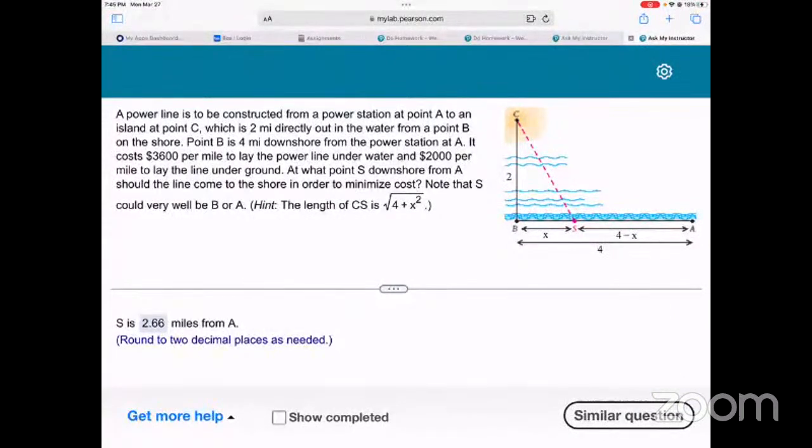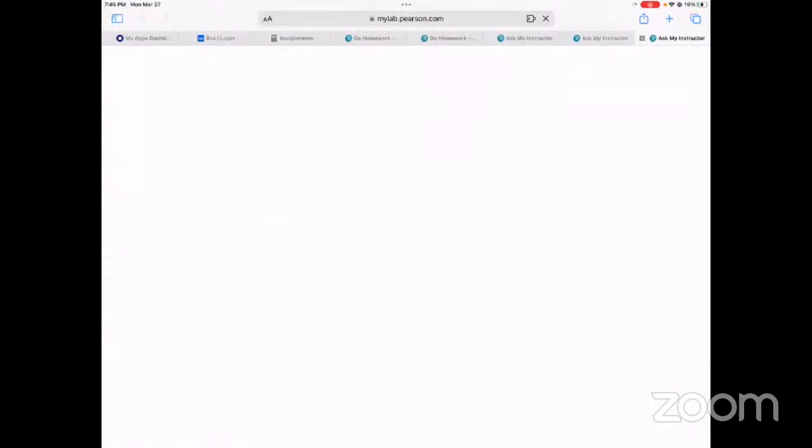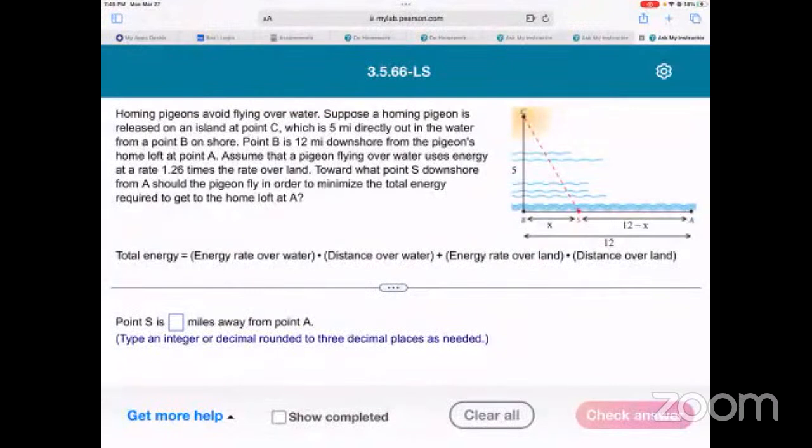So this one is similar to the one that we did, but it is a little different. That's why I'm working on it. It says homing pigeons avoid flying over water. Suppose a homing pigeon is released on an island at a point C, which is 5 miles directly out in the water from a point B on the shore. Point B is 12 miles downshore from the pigeon's home loft at point A.